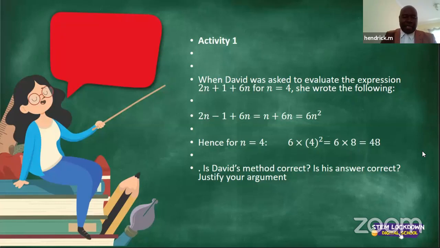I see that we've got about 10 participants. Let's see, I just want to see the hands once again. Linky, is your hand up? Let me hear your opinion. Is David's method correct? Togozo? Togozo, I can't hear you. Yes, I'm here. Tell me, is David's method correct?